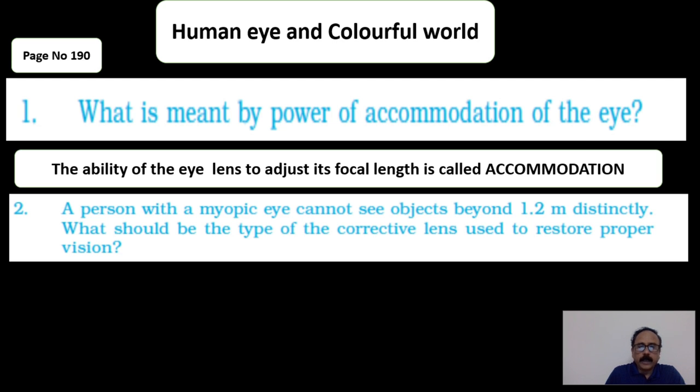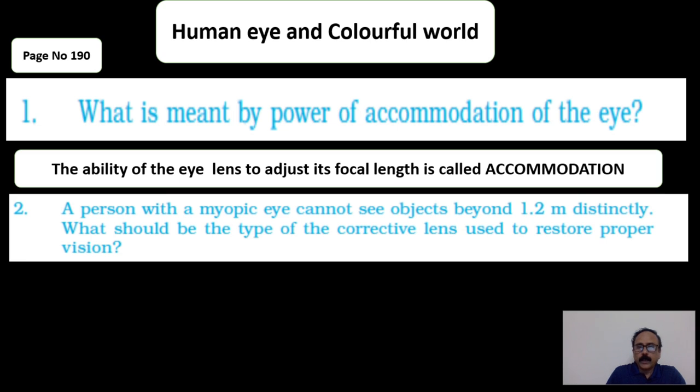Second question, a person with a myopic eye cannot see objects beyond 1.2 meter distinctly. That means his far point has become 1.2 meter. For the normal eye, the far point is infinity. So now, to correct this defect, we have to make use of a lens which will bring the image from infinity to 1.2 meter.